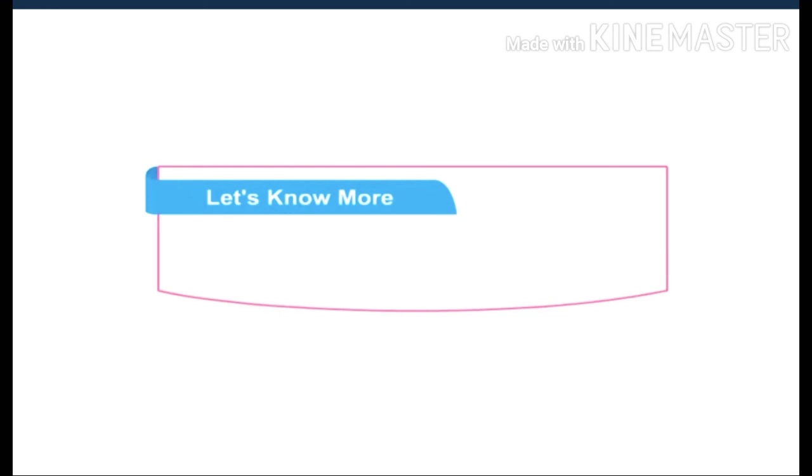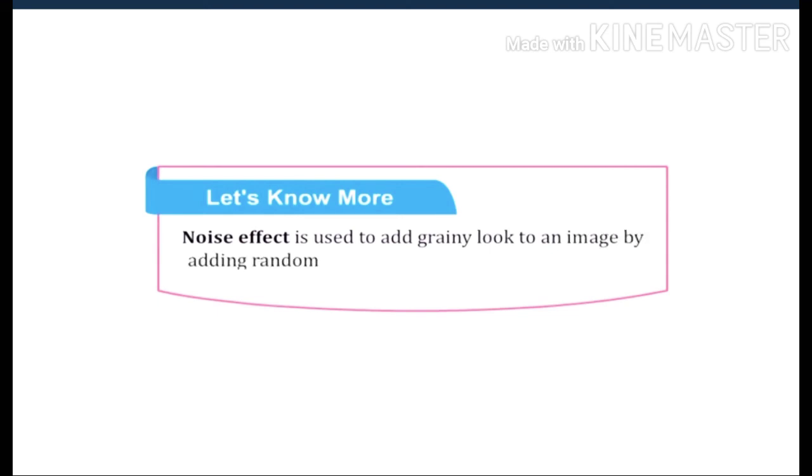Let's know more. The noise effect is used to add grainy looks to an image by adding random variations in the brightness or in the color of an image.